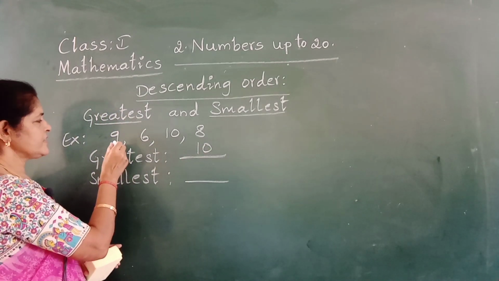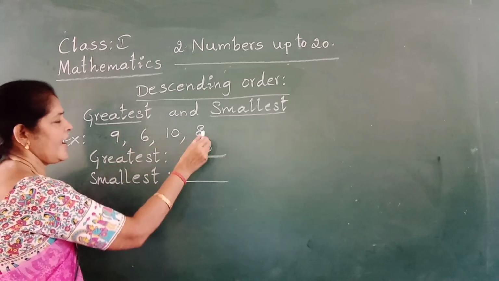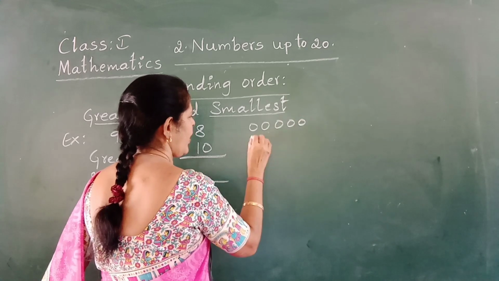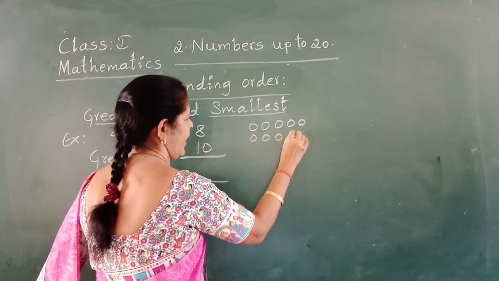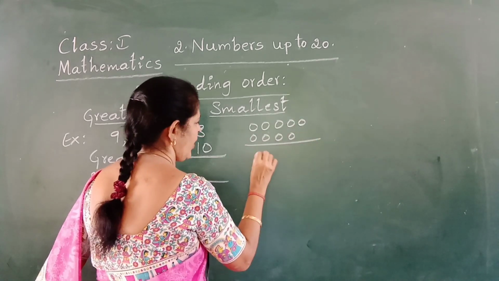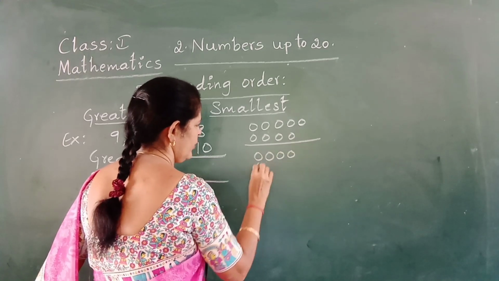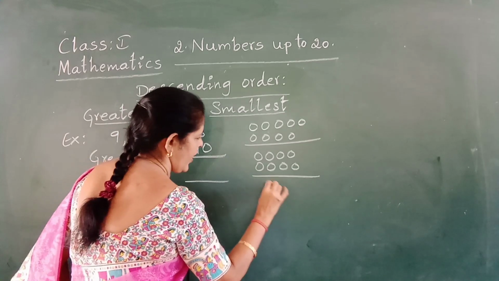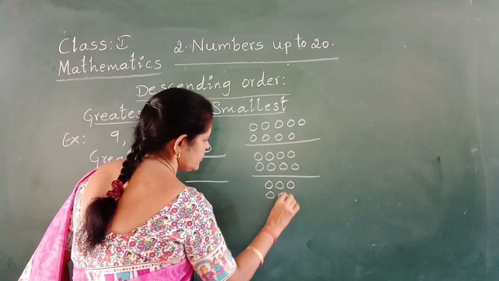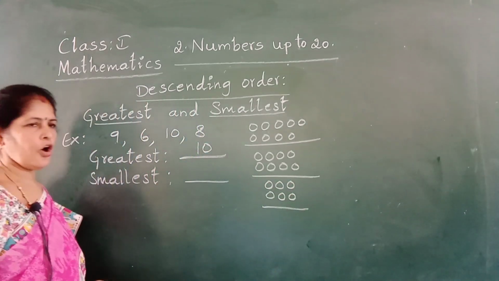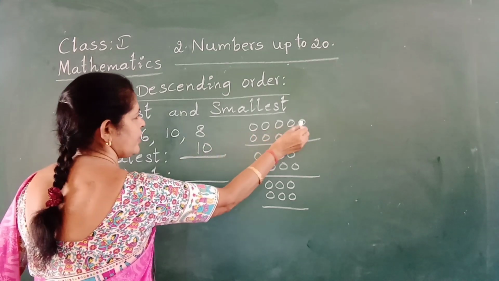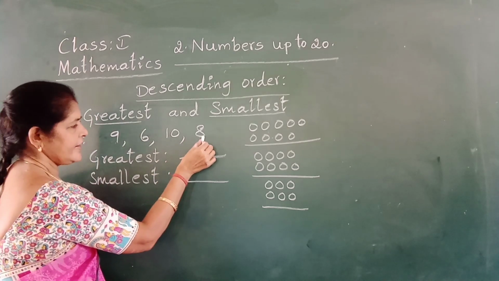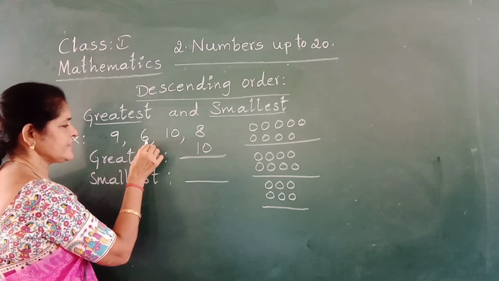Now compare ones numbers. 9, 6, 8. See, 9. 1, 2, 3, 4, 5, 6, 7, 8, 9. 8. 1, 2, 3, 4, 5, 6, 7, 8. Next 6. 1, 2, 3. Which group having more? Yes, this group having more. That means 9 is more. Then 8 is next. 6 is less.